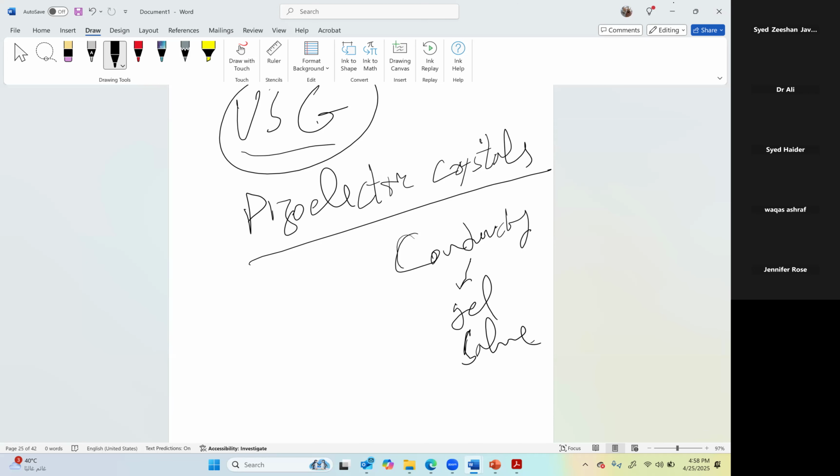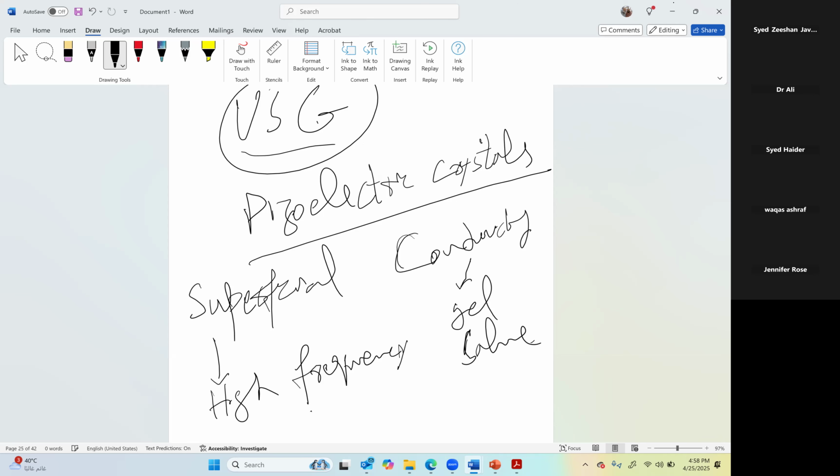Okay, this is one thing. Usually for superficial structures, what sort of probe is required? For superficial, we can use high frequency, straight probes. Yes, it is better to use the word linear probe.